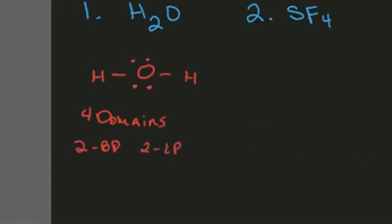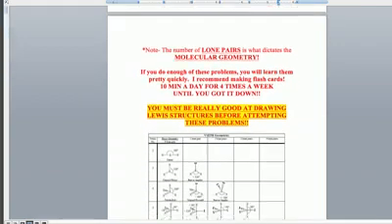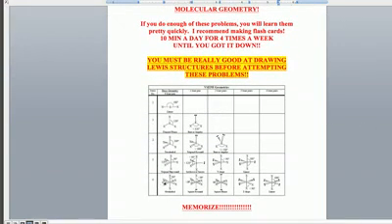So if we go to your handy dandy chart and we look, 4 domains, 2 of which are bonding domains and 2 of which are lone pairs. And the electron geometry, anytime it's 4 domains, is tetrahedral. Okay? And if it's 2 lone pairs, it's bent structure, and it looks something like this. So 4, then we have bent right there. Okay, that's going into the page, that's coming out.